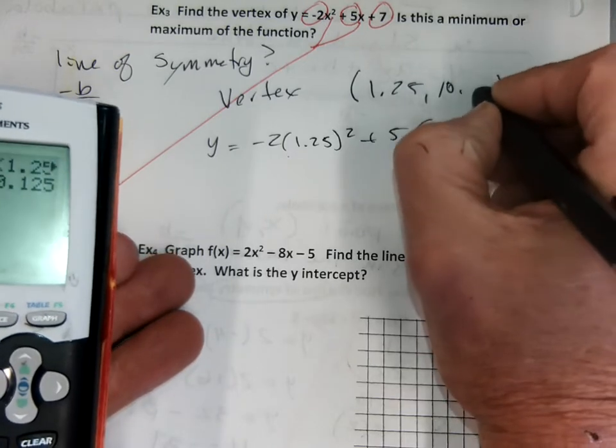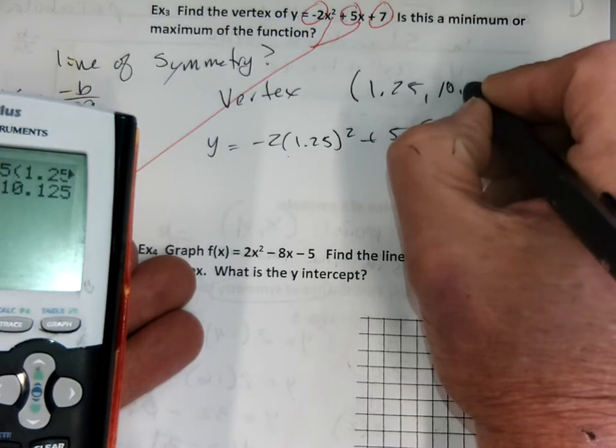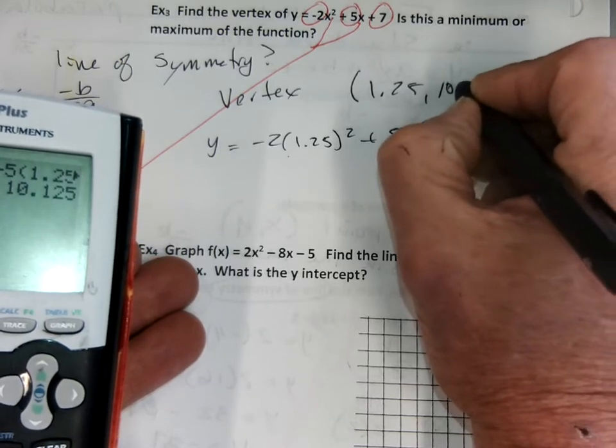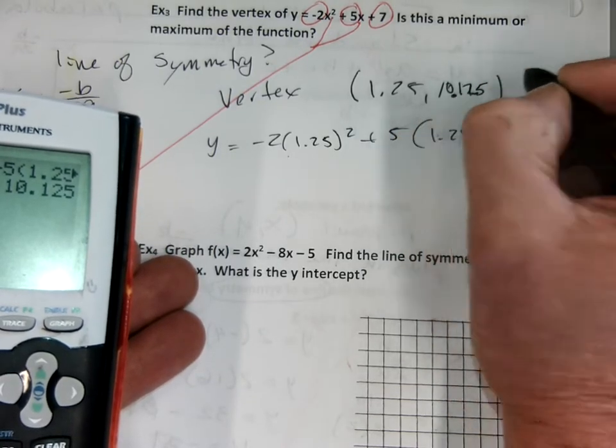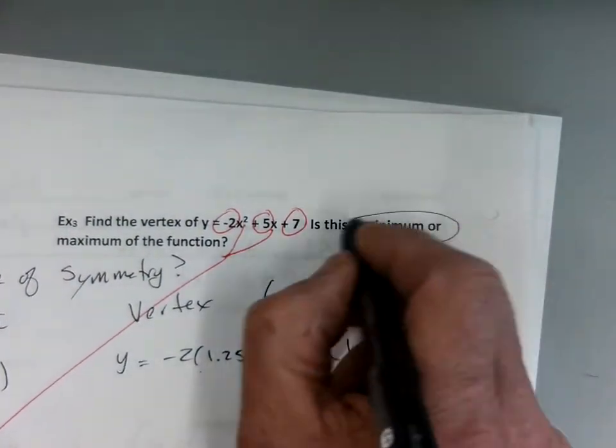Okay, so that's my vertex: 1.25, 10.125. There we go. Now, we don't have to graph this, but is it a minimum or a maximum?